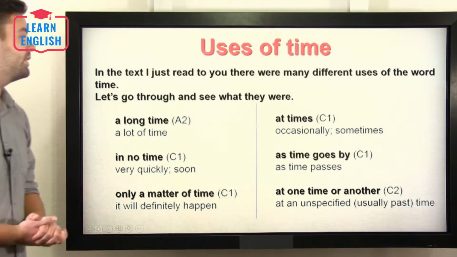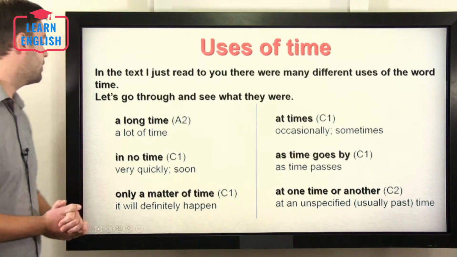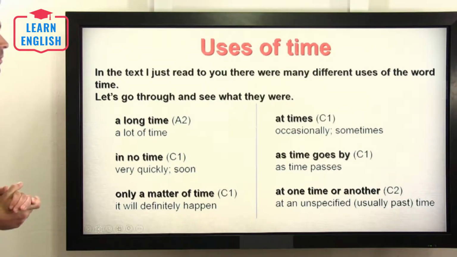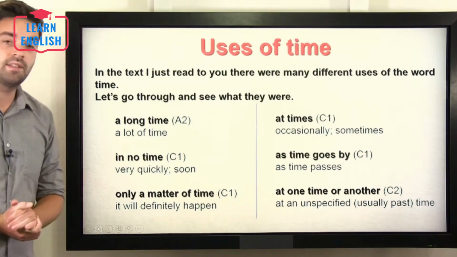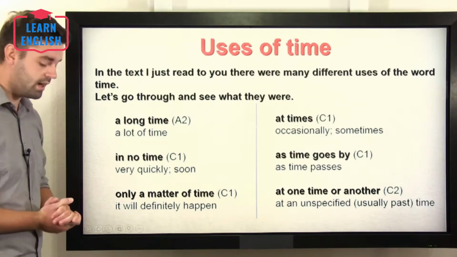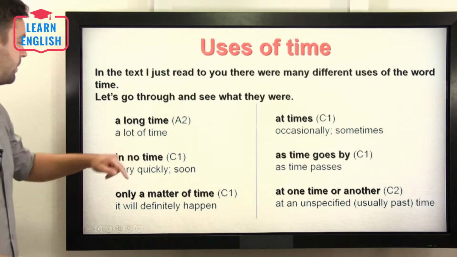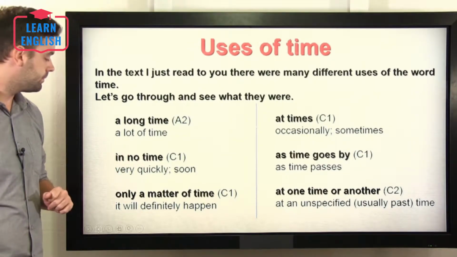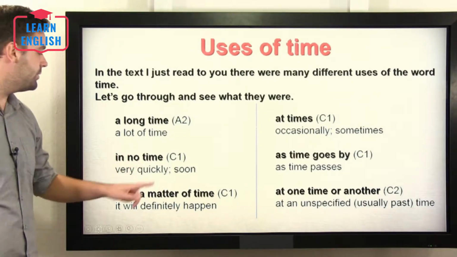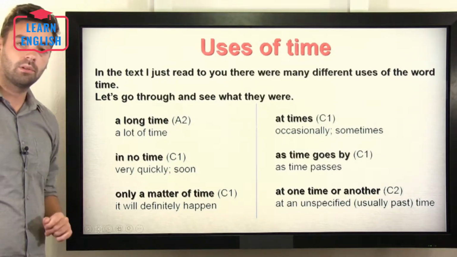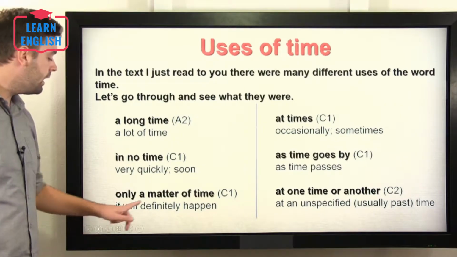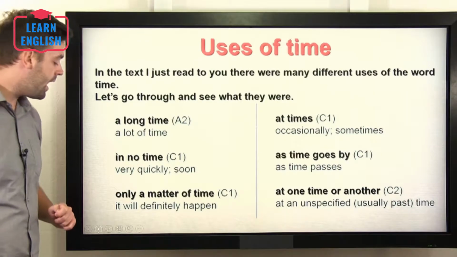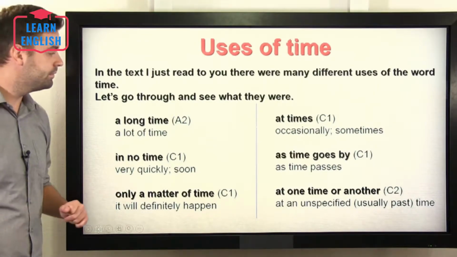So in the text I just read to you, there were many different uses of the word time. Let's go and see what they were. So there were 6 different times I used time. So the first one was a long time, which means a lot of time. Another one, in no time, means very quickly or soon. Only a matter of time. It will happen, it will definitely happen.